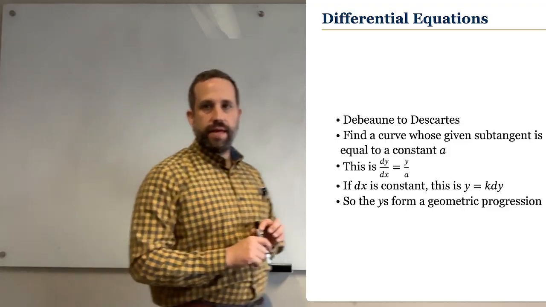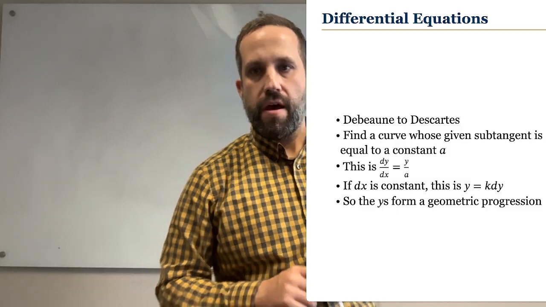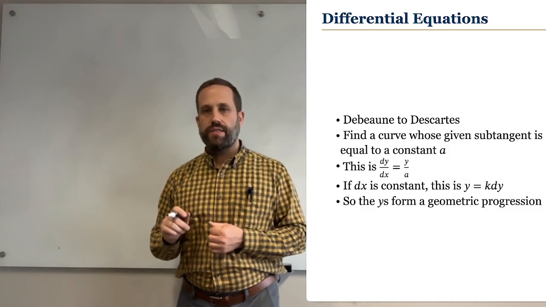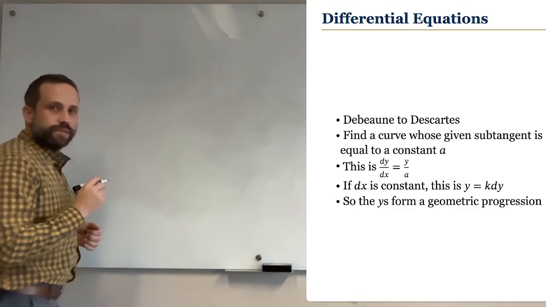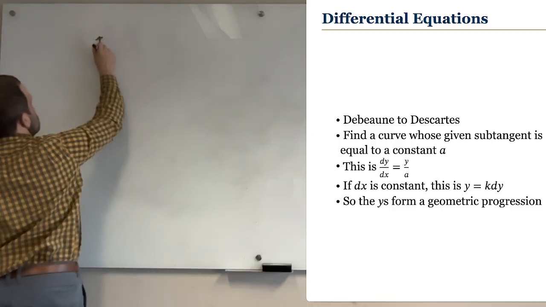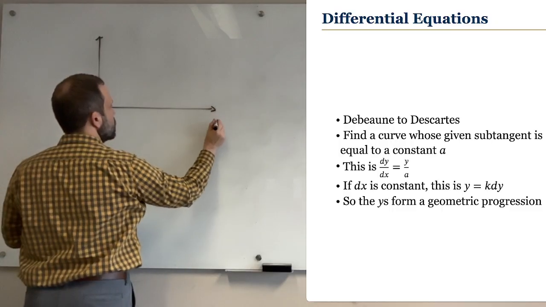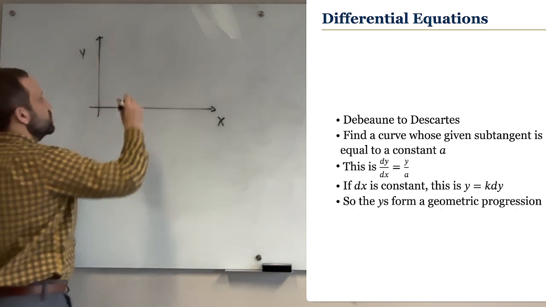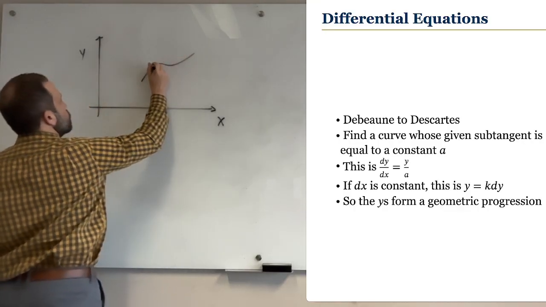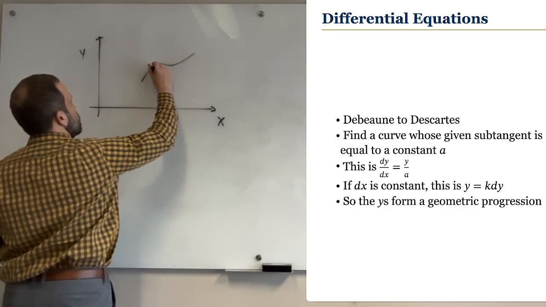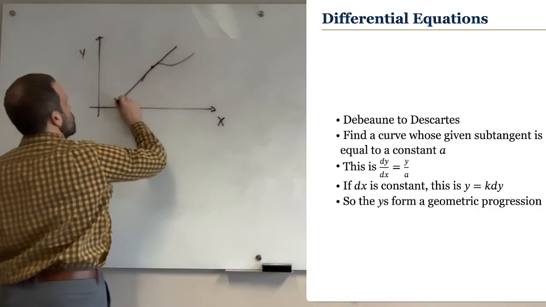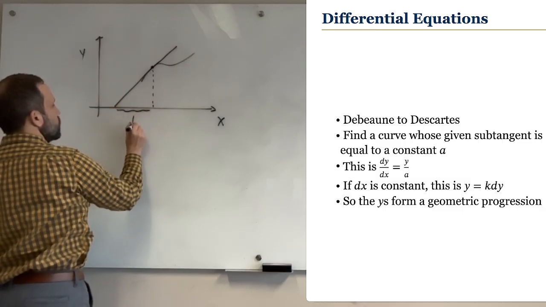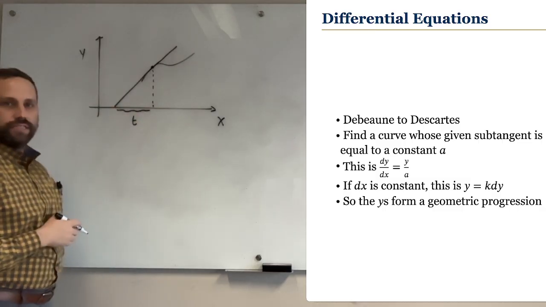I think maybe it's off the page a little bit. No, find a curve whose subtangent is equal to a constant a. Now, I've mentioned subtangent before, but I haven't given a very good definition of what it is. So let's say this is the x-axis, this is the y-axis. Let's say this is your curve. You're looking at this point right here, and we're going to look at a tangent line like this. This distance right here, that is t. That is a subtangent line.